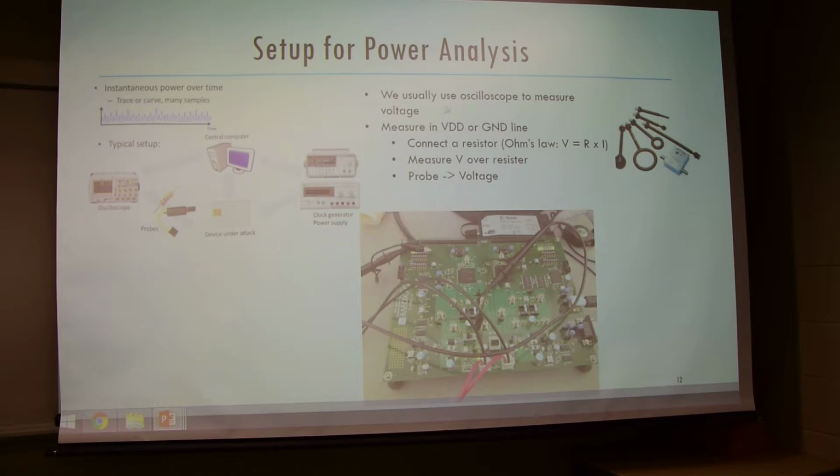We usually use an oscilloscope to measure voltage, and we usually measure at the VDD or ground line. We just need to connect one resistor over there and then measure the voltage over that resistor.